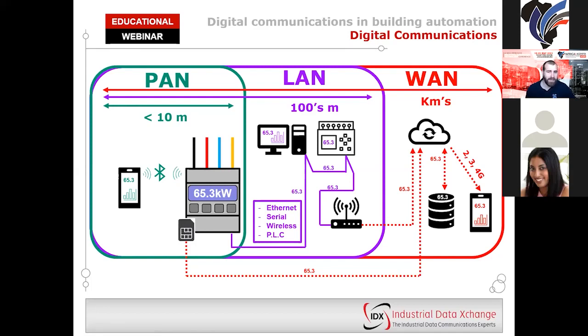Common PAN communication technologies are Bluetooth, Wi-Fi, serial, Ethernet, wired comms, or even infrared, like the remote which you use to turn on and off your TV every single evening. In this scenario, you have a Bluetooth-enabled cell phone that's able to read the 65.3 kilowatts directly from the device, making a direct connection probably less than about 10 meters.